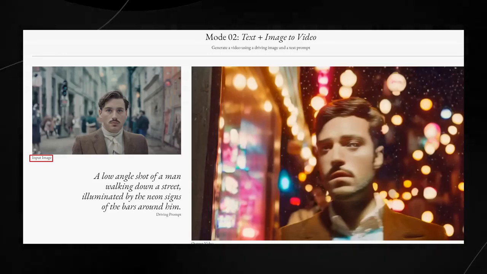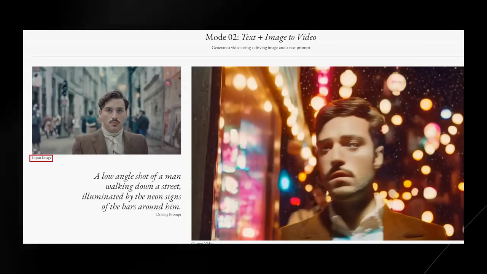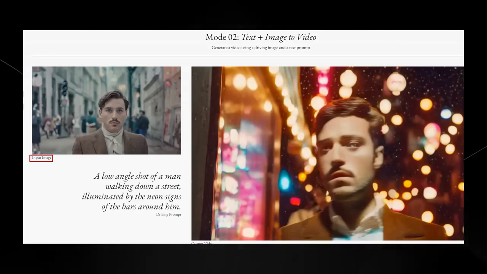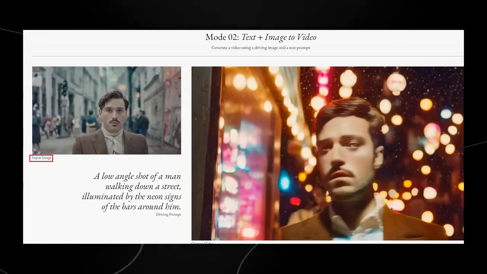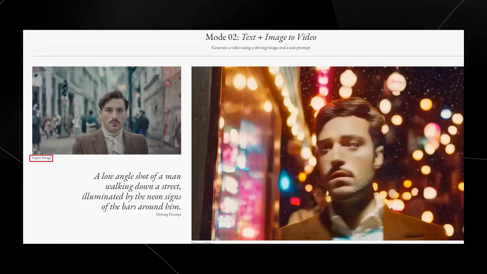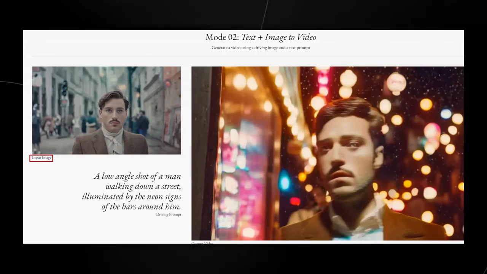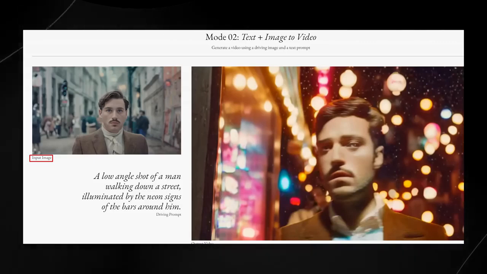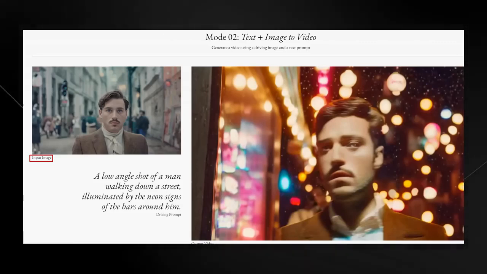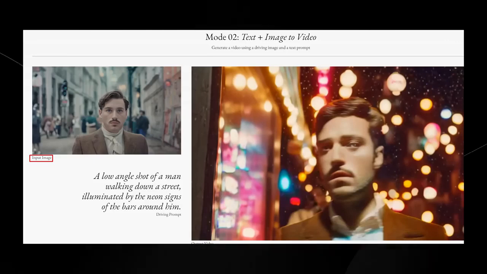You can all see that this of course is the driving image, and essentially what happens here is that this was given the prompt of a low angle shot of a man walking down a street illuminated by the neon signs of the bars around him. And essentially what's good about this is that if you want to prompt this in a certain way or you want a certain style, you can actually use that image in order to craft that story, which does make this, in some aspects, much more effective.